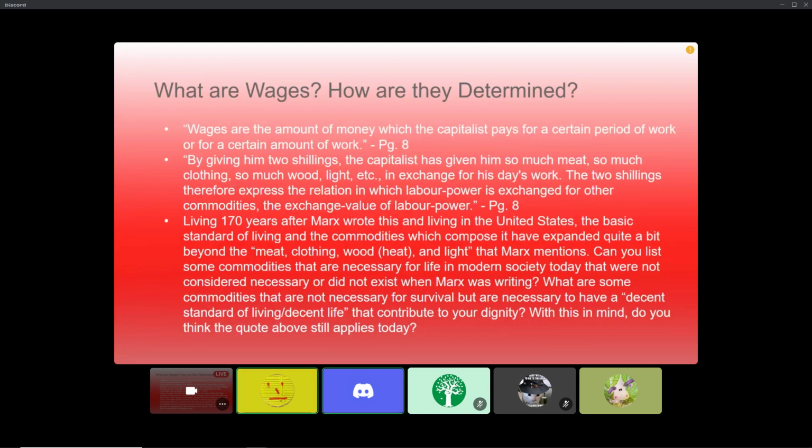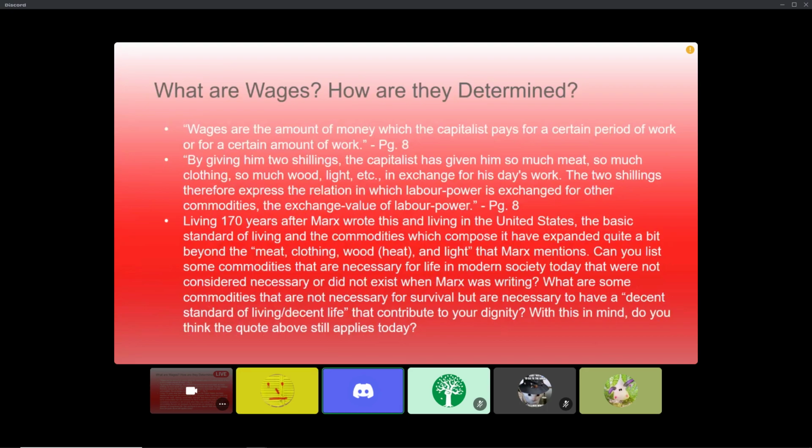But I think a really interesting thing you can draw from this quote, Marx is coming right out and saying, hey, the same way that clothing, wood, and light and meat are commodities, your labor power is a commodity. And as he's going to develop throughout the book, the price of your labor power, your wage, is governed by the same forces that govern the prices of any other commodity in the market. And so this leads into a question.